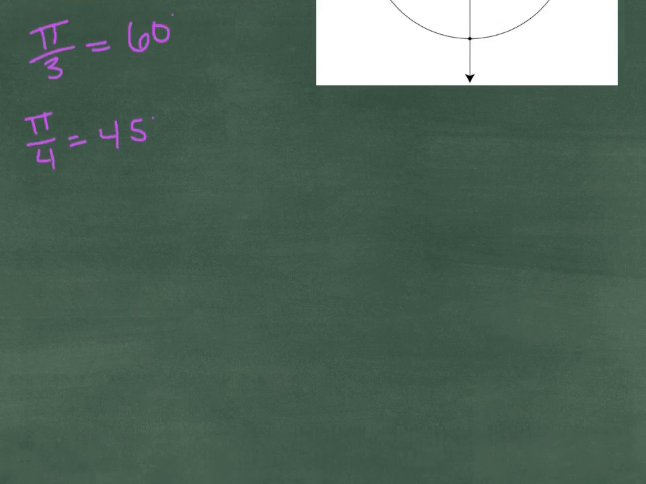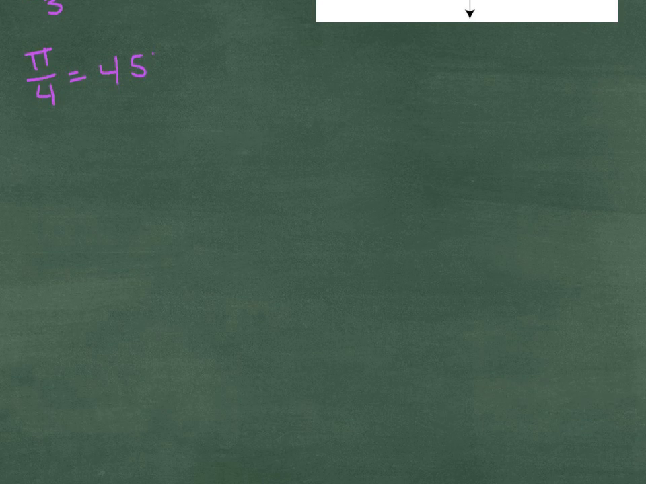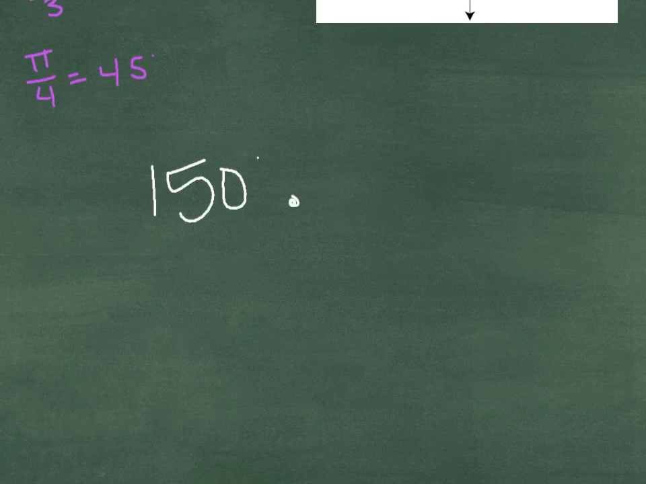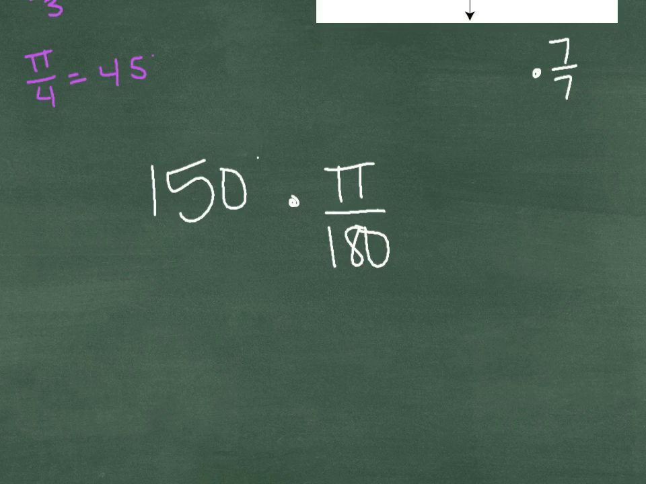The other method would be taking 150 degrees. We know that 180 is the same thing as pi. So we can multiply 150 by this pi over 180. You know how if you multiply anything by 7 over 7, you're really just multiplying by 1 because anything over itself is just 1. So that's what we're doing here. 150 times pi over 180 is just times 1.